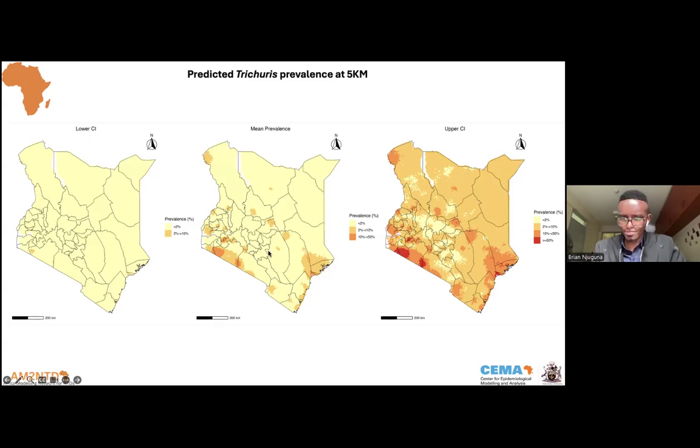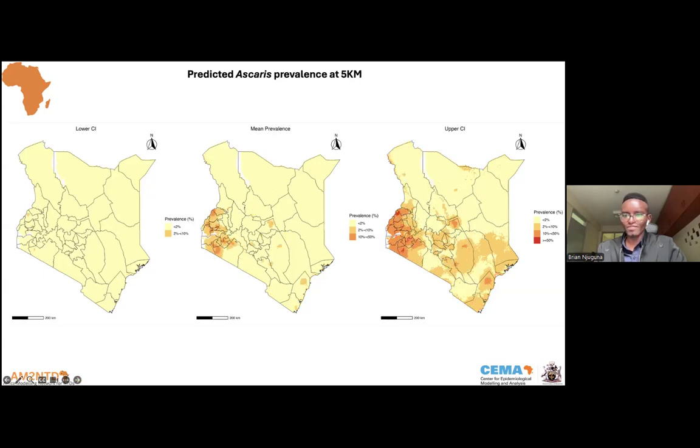Then we had the Trichuris. We observed that the prevalence was majorly in the lower western regions and also in the coastal regions. But we see that we have some areas where we have quite a high prevalence of Trichuris.